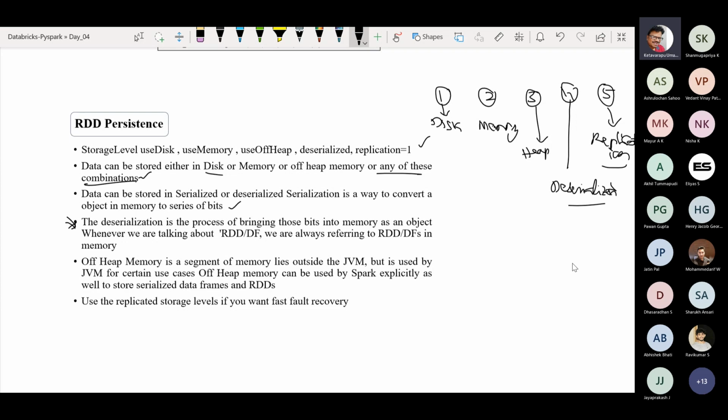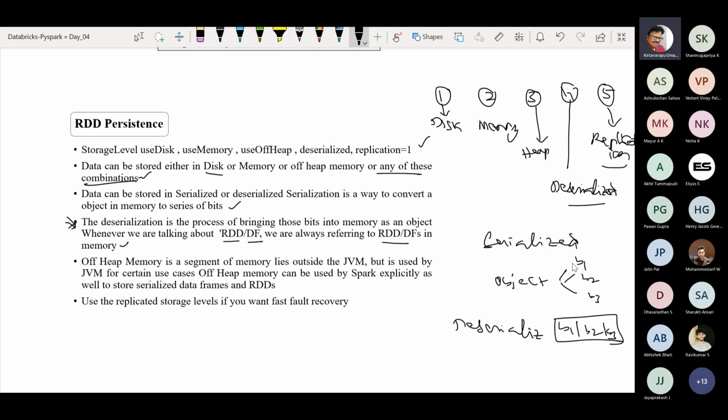The process of bringing those bits into memory as an object. Whenever we are talking about RDD or data frame, we are always referring to the RDD or data frame in memory. Now see, friends, serialization means whatever object we have will be converted into bits, bit 1, bit 2, bit 3, like that, in some storage locations. Whereas deserialization combines all these bits back into memory as an object.